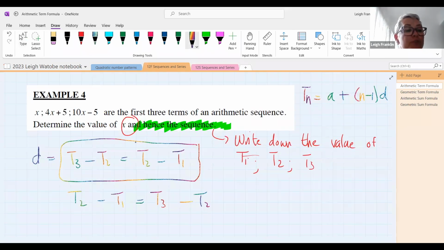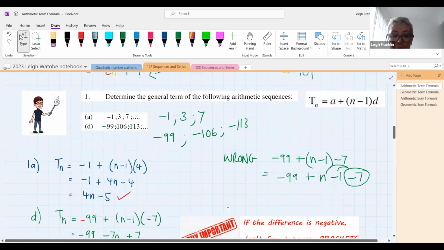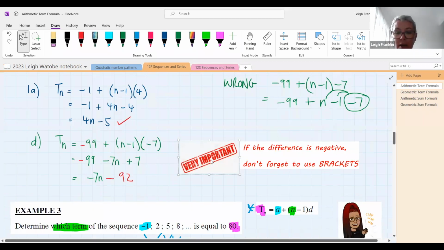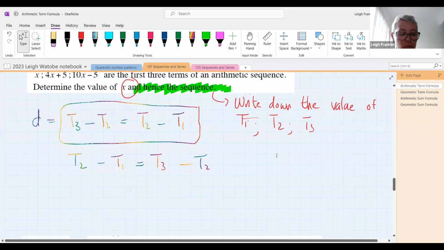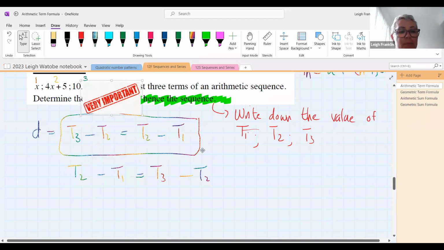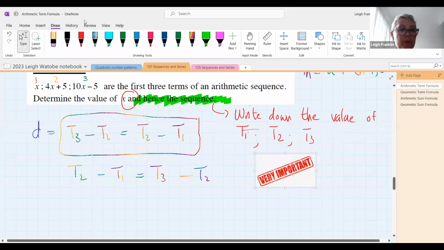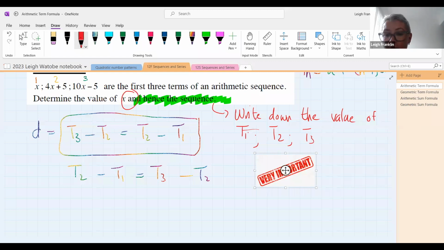Okay, so term 1 is x, term 2 is 4x plus 5, term 3 is 10x minus 5. Something that we don't do often enough, in my opinion, is to use brackets where it is necessary to do so. I should have actually got my very important sticker and come and stuck it down here as well. It is very important to use brackets. So I'm just going to add that in here and I'm going to show you why. So use brackets.